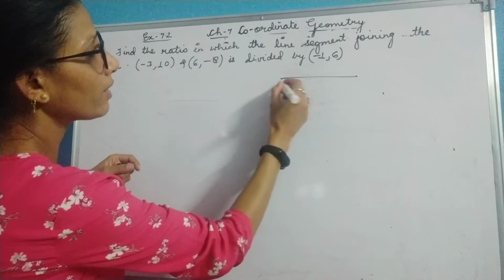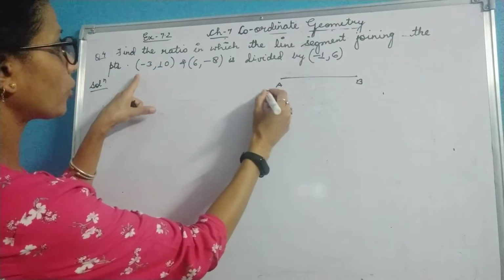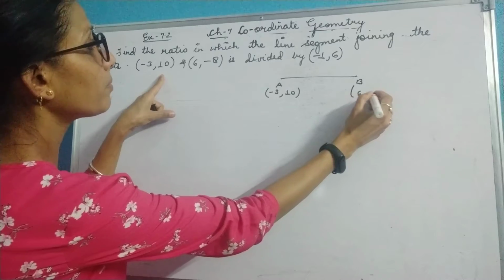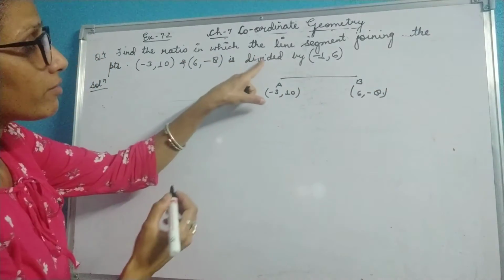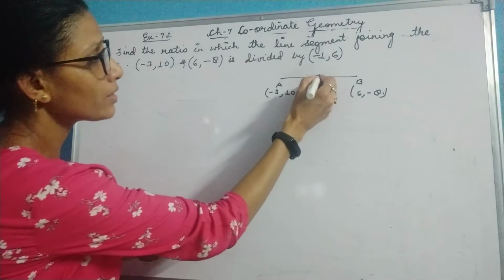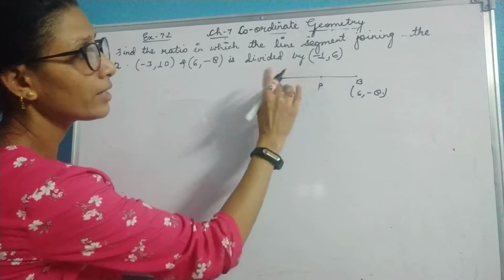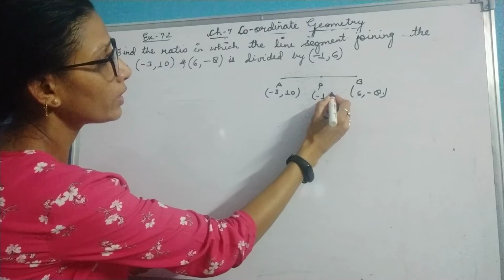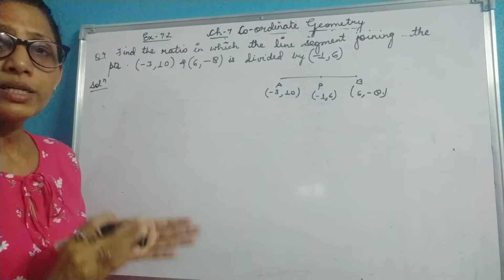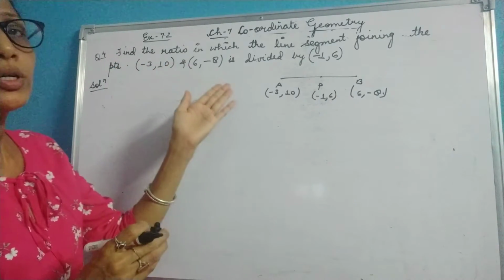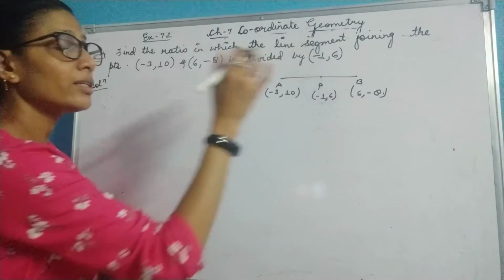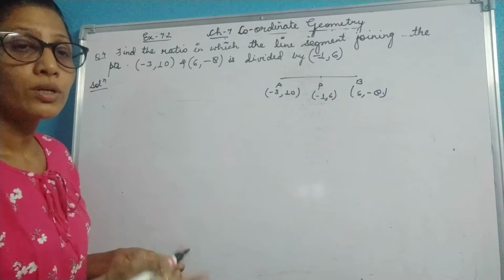That means you have a line segment joining points (-3, 10) and (6, -8), which is divided by this. That means there is a point somewhere lying in between this line AB which has coordinates (1, 6). I told you, whenever we are talking about a ratio, we need to always use the section formula. But here the ratio is not given to you.